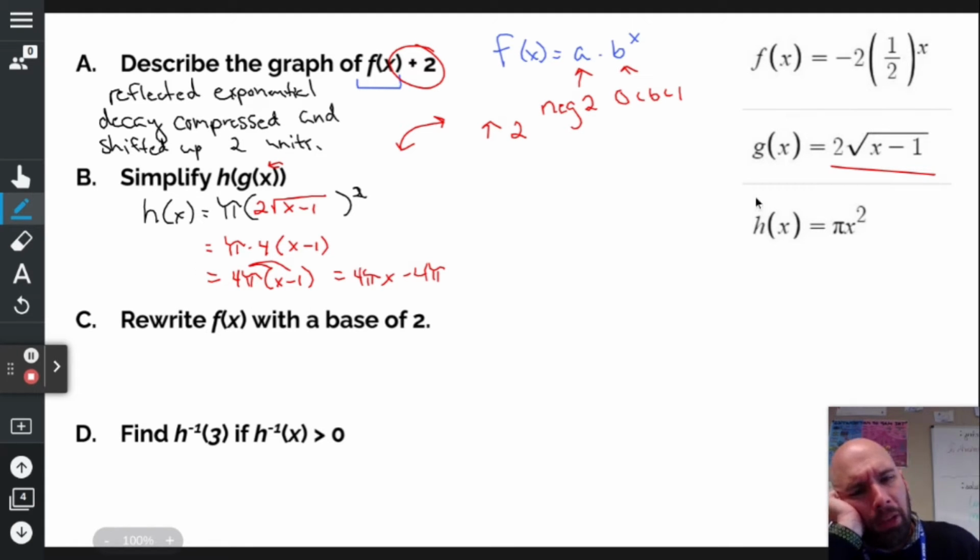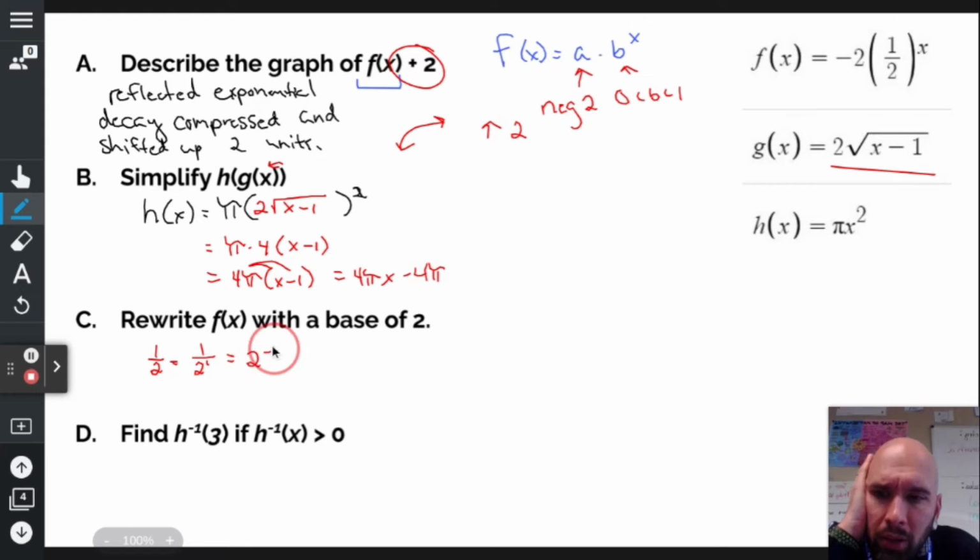I feel like I did this a bunch of times in the last problem, but I'm doing it again. Rewrite f of x with a base of 2. Right now, the base is a half. So all I have to do here is take that 1/2 and say, you want a base of 2, huh? Well, let's pretend you're 1 over 2 to the invisible 1, and then move it up and make it a negative exponent. Boom! So 1/2 is the same as 2 to the negative first. So f of x is going to equal negative 2 times 2 to the negative first to the x power.